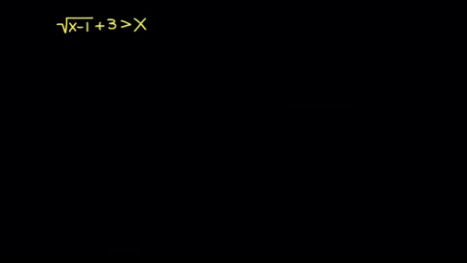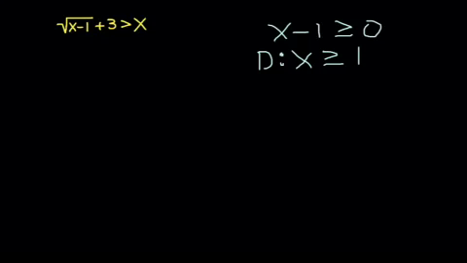Let's take a look at this one. Finding the domain here is not very hard. I go over here to the right. I say x minus 1 has to be greater than or equal to 0, which means that x has to be greater than or equal to 1. So as long as my solutions are greater than or equal to 1, I can use them. So this is my domain, which I like to mark with a D here.